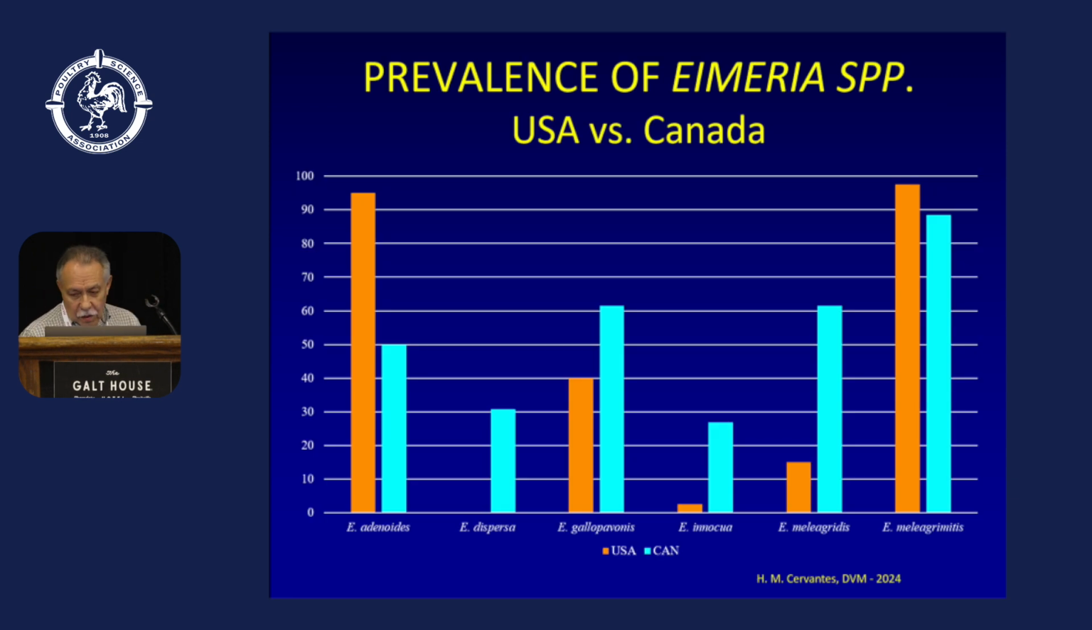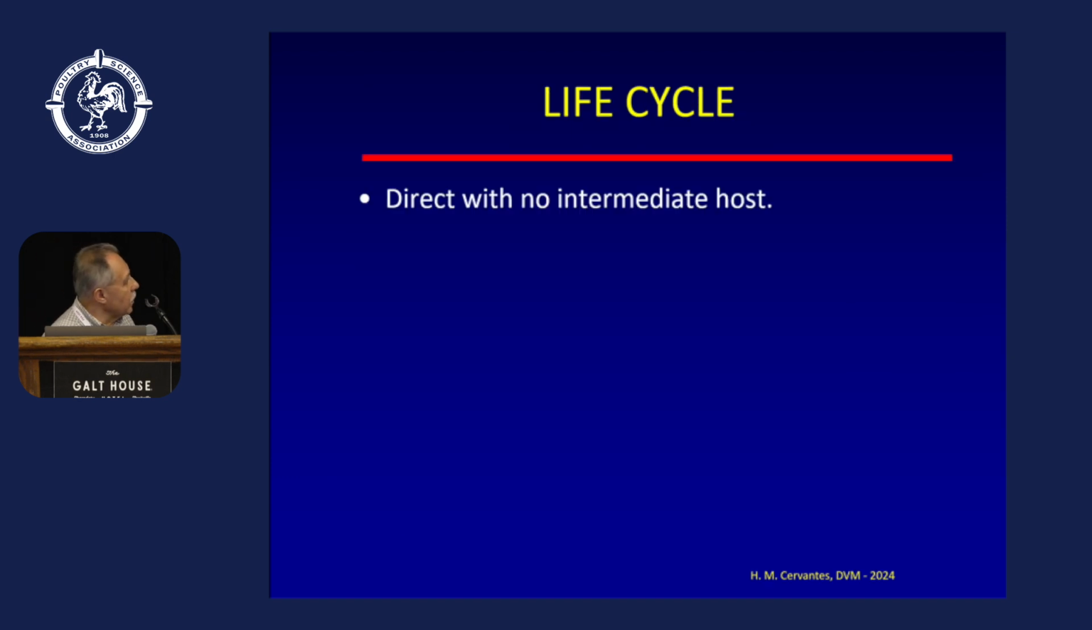The only molecular surveys I found published are one from the US, one from Canada. And as you can see, in Canada, they found 6 out of the 7 species, and in the US, 5. In the US, we didn't find dispersa in this particular study. It was Midwestern turkeys, so it didn't cover the whole country. But neither country found subrotunda in these particular surveys. So, let's move on to the life cycle.